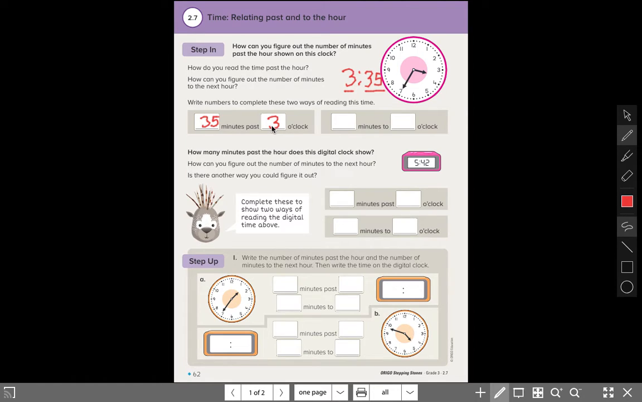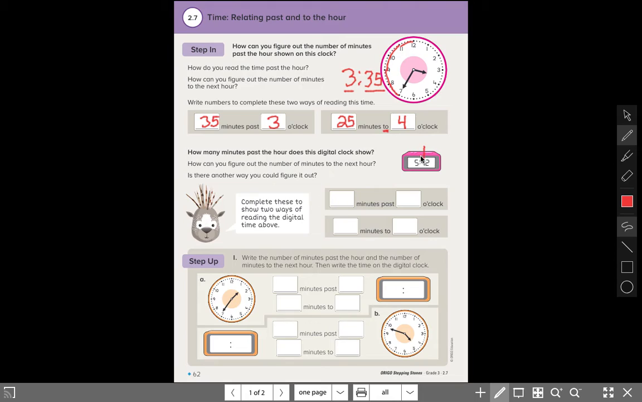Then we need to count how many minutes we have until the next time. When this hour hand moves to the 4, it becomes 4 o'clock. So until 4 o'clock, it is 5, 10, 15, 20, 25 minutes to or until 4 o'clock. Same thing on this clock right down here.